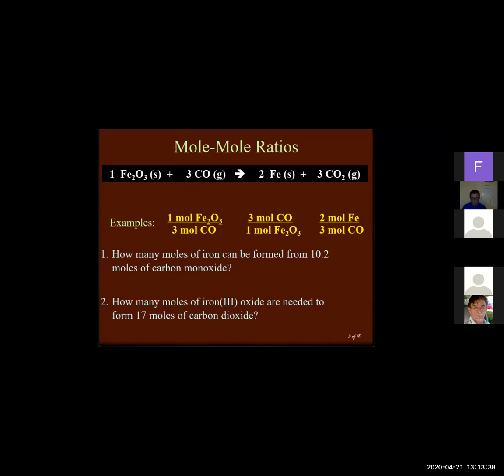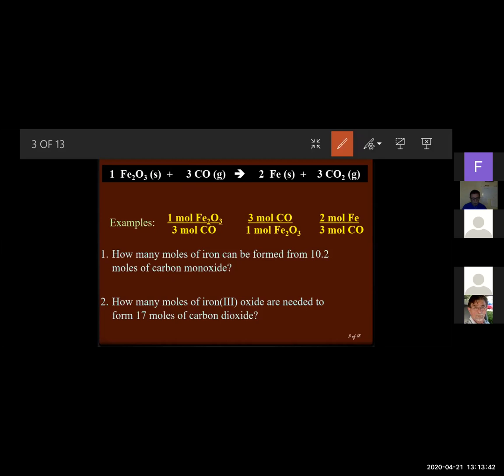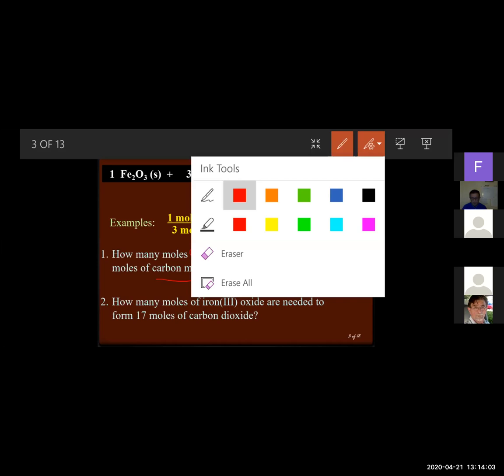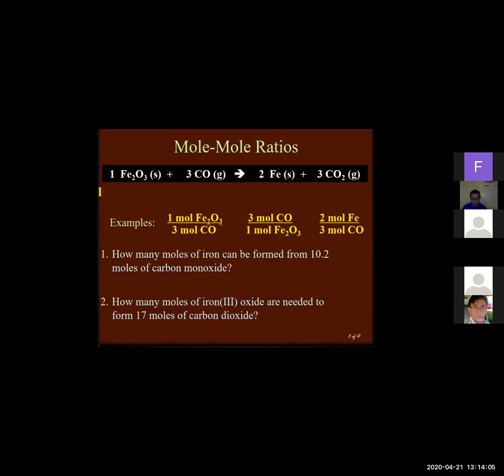And so therefore, the question says, how many moles of iron do I need if I start off with 10.2 moles of carbon monoxide? Iron has to be in the numerator, just like the conversion factors we were doing. Whatever you're looking for is going to be in the numerator with respect to how you set that problem up. So let's set it up.